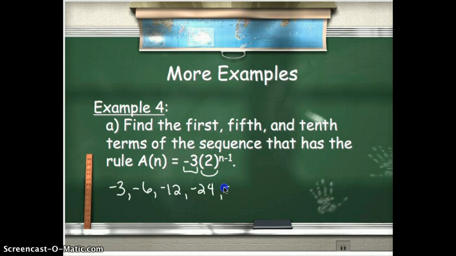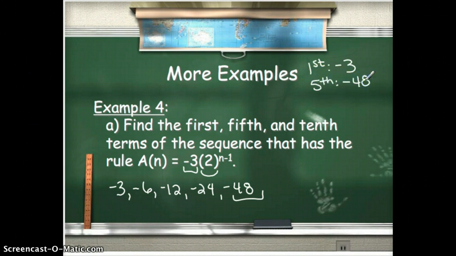Negative 48. So if I'm not asked for something that's very big, like the first term, it's definitely worthwhile just doing that. The fifth term, I got there pretty easily as well. But if I ask you to find like the 100th term, you would definitely want to actually be able to evaluate it. So the first term is negative 3. It looks like my fifth term is negative 48.